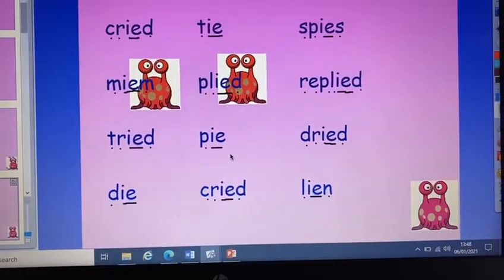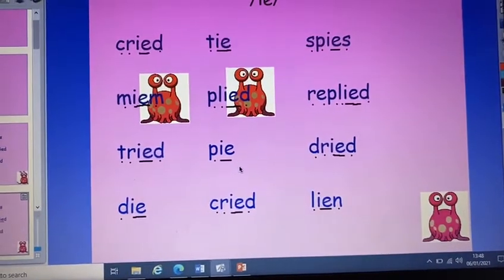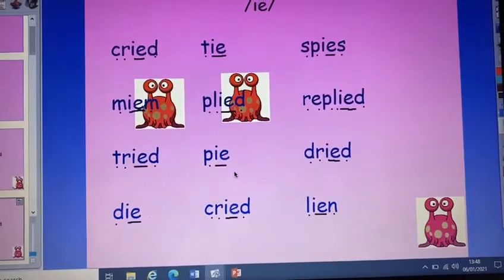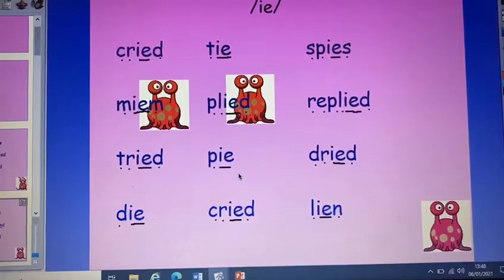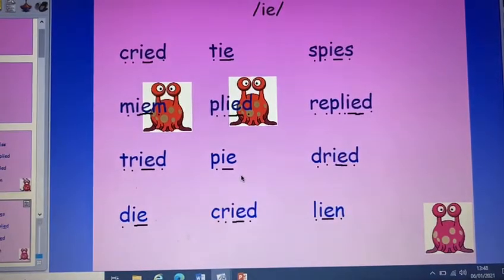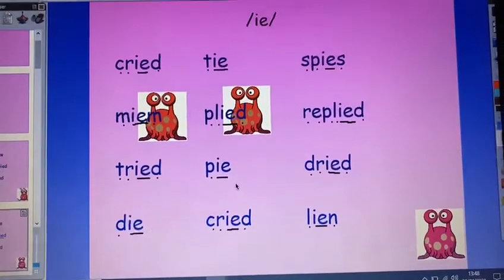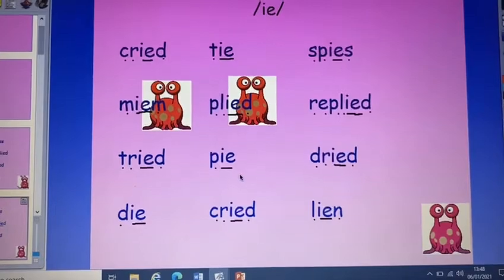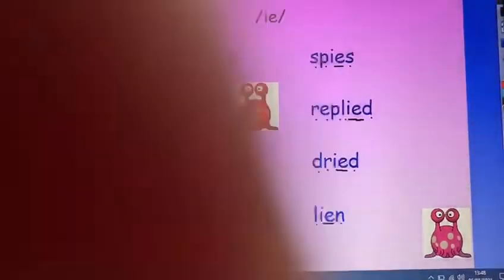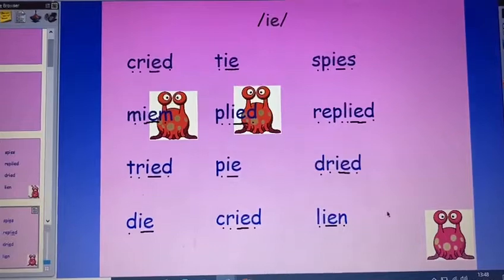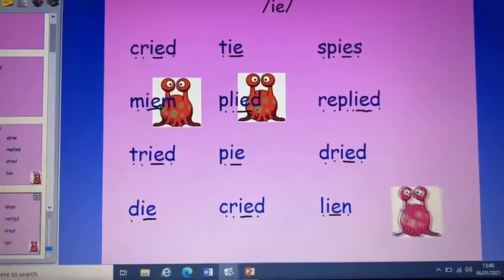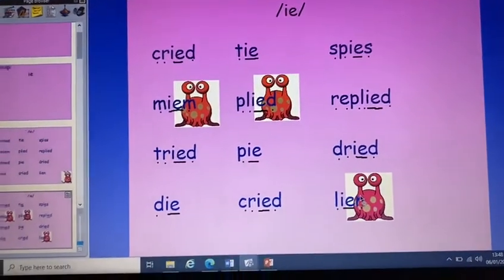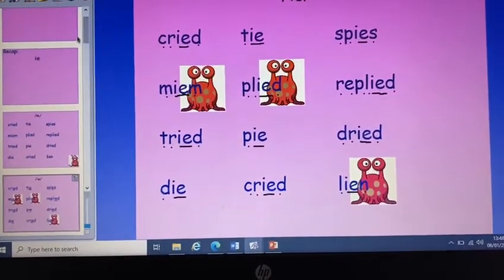So line is a real word, but it's not spelt like that. Line is spelt with the split vowel digraph as well. So that one is L-I-E-N, but we spell line like a line, like this kind of line, a straight line. We spell that one L-I-N-E. So that one, line, is actually an alien because it's not spelt correctly. So well done. I'm sure you had a really good go at sounding all of those out.